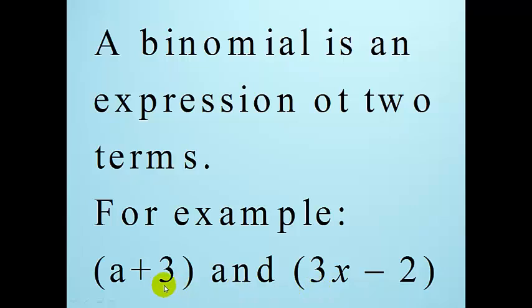These are all binomials because with a plus 3, a is a term and 3 is also a term. So these are two terms. Then with 3x minus 2, 3x is a term and 2 is also another term. So these are two binomials. Now we look at how we can multiply two binomials.